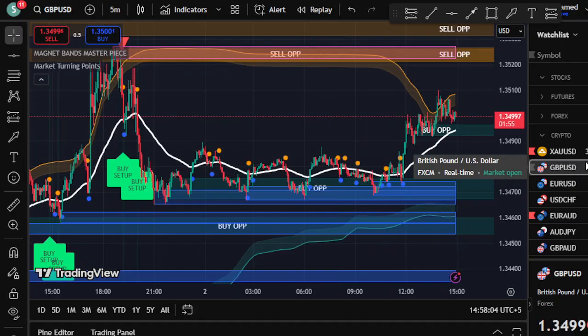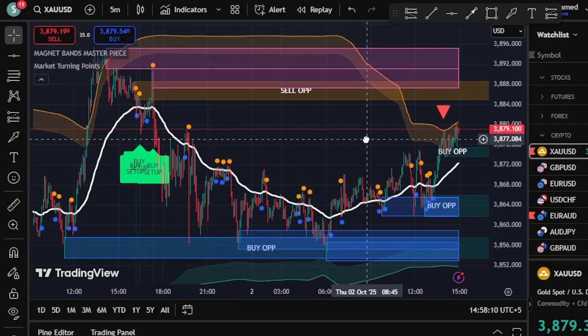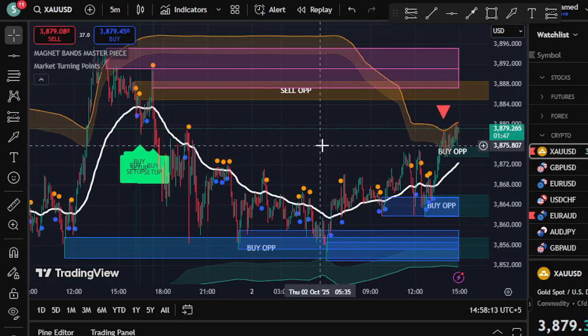from the trading market. The strategy is very simple, because if you watch my previous videos, you will understand how well these indicators actually perform.